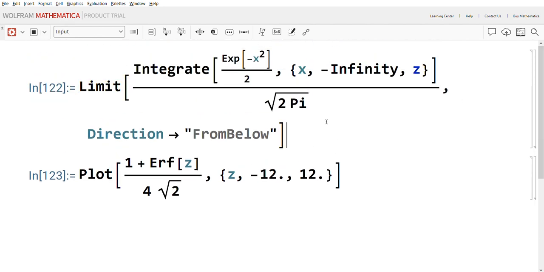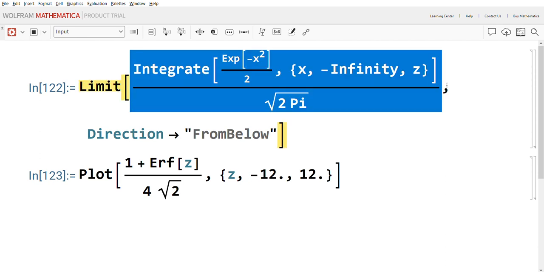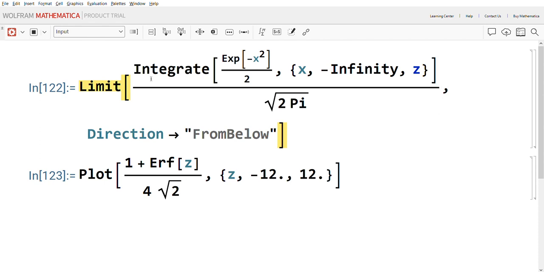Okay, so there's two commands here, limit and plot, and this limit is the integral of e to the negative x squared over 2 from negative infinity to z, over the root of 2 pi. That's the formula Gauss found for the normal distribution. A lot of people call it the Gaussian distribution because of it. He's the one who first published this in his PhD thesis, I think, which is pretty cool.